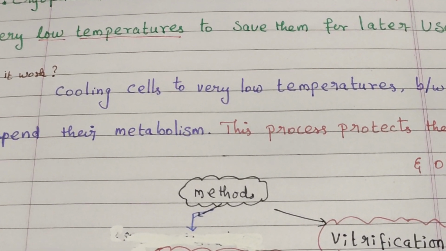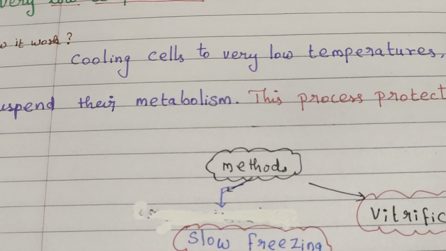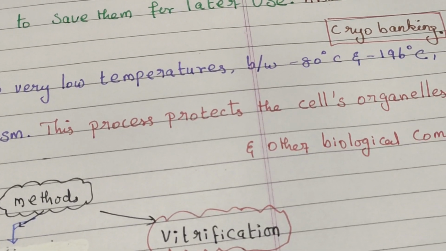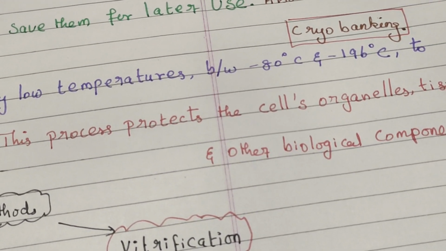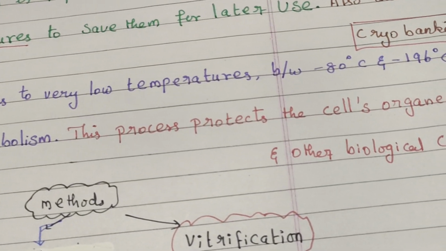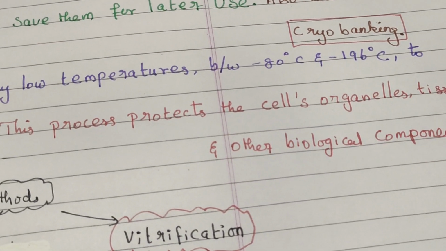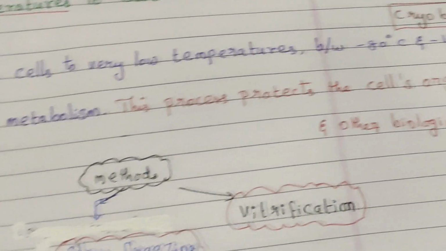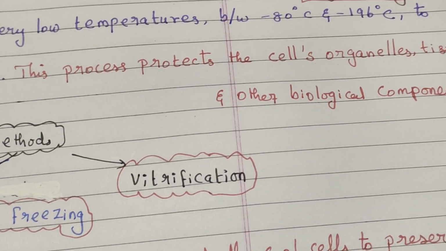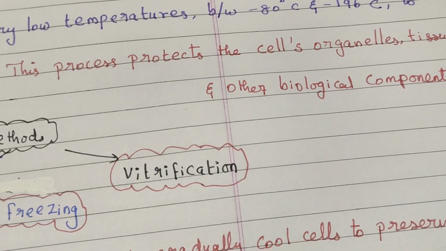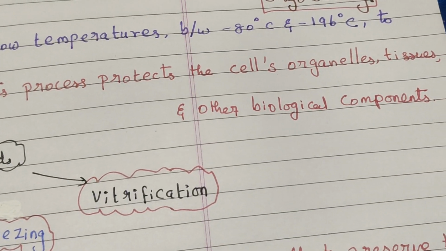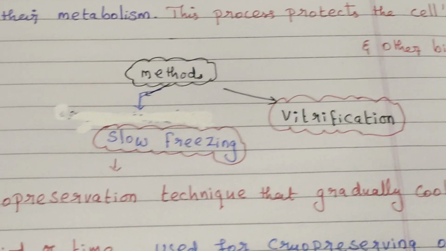How does the cryopreservation method work? Cooling the cell to a very low temperature, between -80 and -196 degrees Celsius. Here we can preserve cells between -80 and -196 degrees Celsius to suspend their metabolism. This process protects the cell organelles, tissue and other biological components.